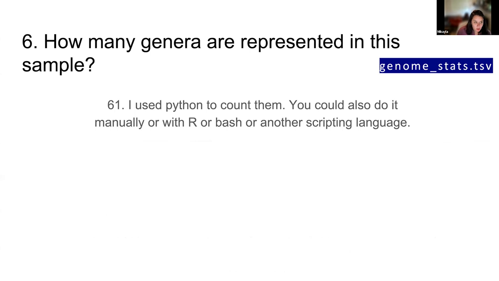Another thing that can be imported into DRAM annotations is taxonomy information. Again, this would be imported into the genome stats and allows you to have all of this information in one tidy file. How many genera are represented in the sample? In this case, there are 61. We also used GTDB-Tk to assign these genomes to a taxonomy.